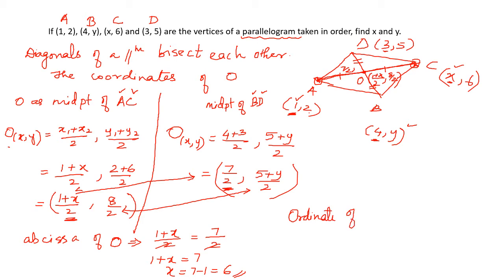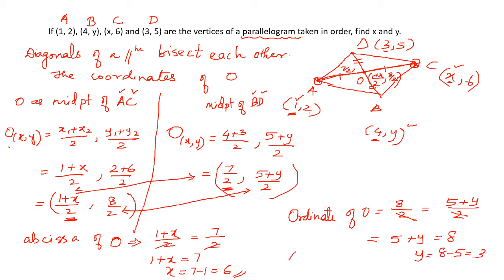Ordinate of O. Here you have 5 plus y by 2 and here you have 8 by 2. So you have 8 by 2 is equal to 5 plus y by 2. That is why I told you that you can keep it as it is. Instead of making it as 4, if you keep it as 8 by 2 also, there is no problem. Now see, both the 2s get cancelled. So what do you get? 5 plus y is equal to 8. Then y is equal to 8 minus 5, which is equal to 3.